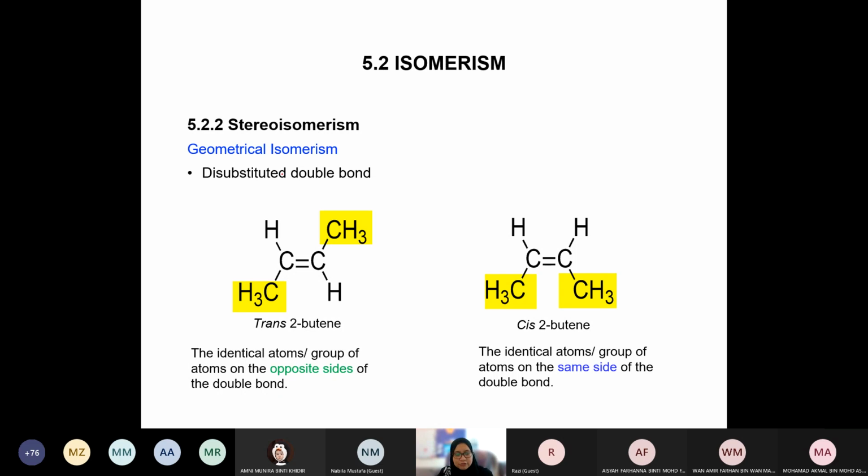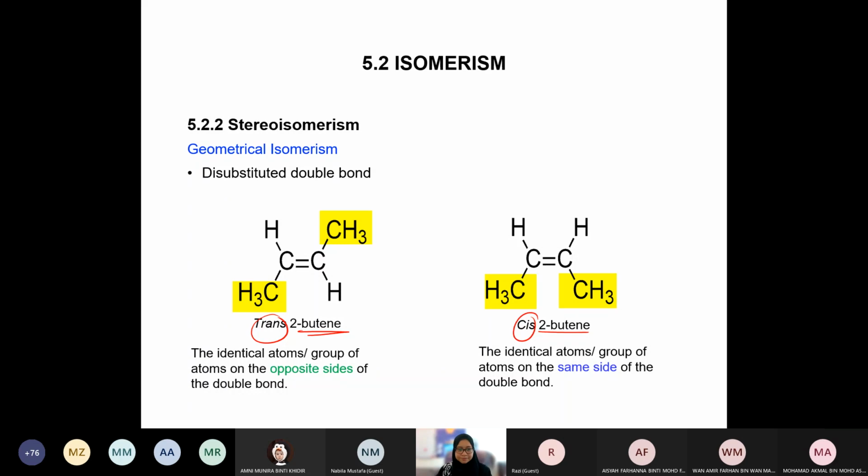Okay, geometrical isomerism. So this is what I mentioned to you just now. We will use trans and cis, and this shall be put at the very beginning of the name. As you can see, the name of the molecule will still be the same. It's just that we add in trans and cis at the beginning of the name. How do we differentiate which is trans and which is cis?